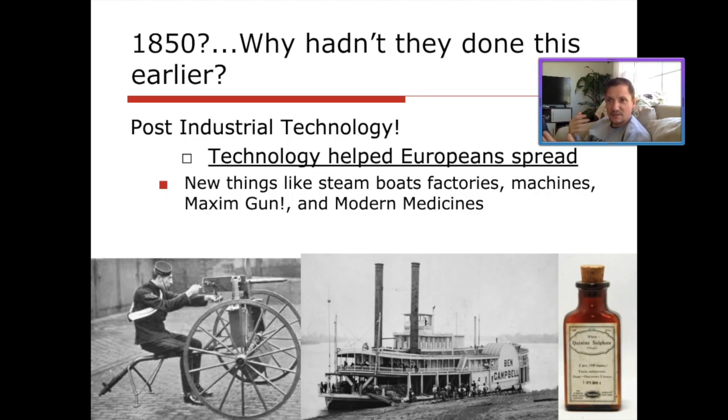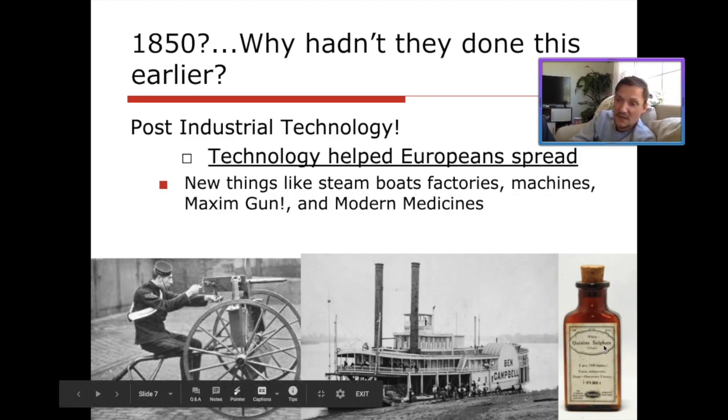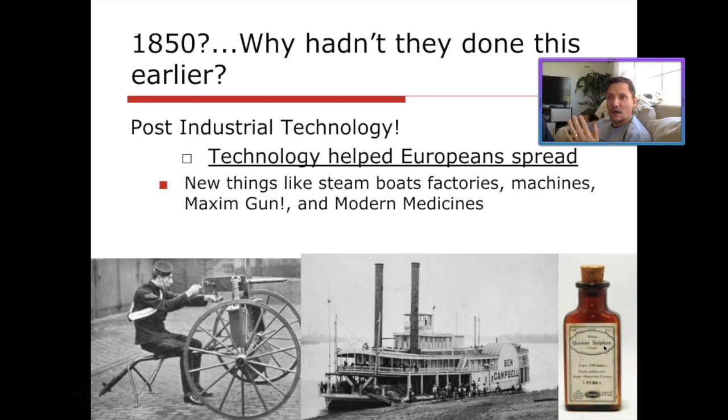And modern medicine is going to be a big thing that gives the imperializers the ability to go out and imperialize. The biggest one is this one down here. Some of you are like, Bayer aspirin? No, Bayer aspirin was a little bit later. That's again by a German company. But this is a big different one.